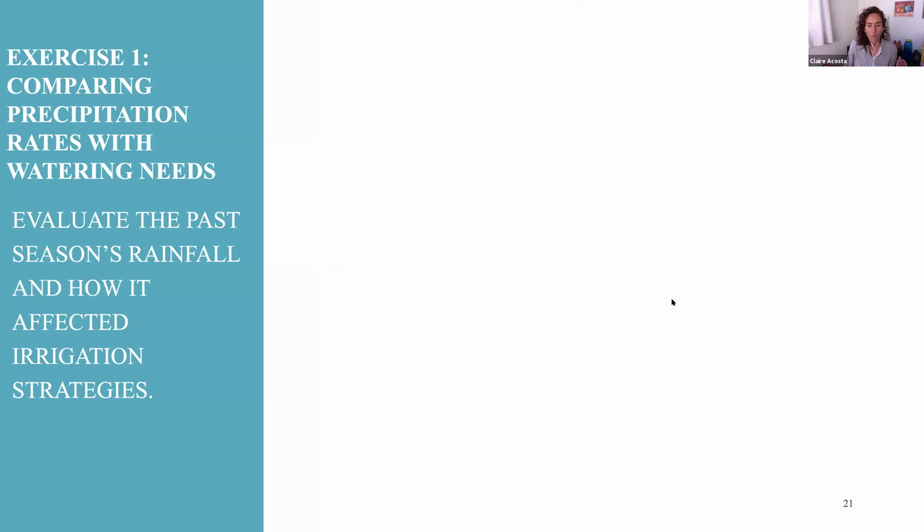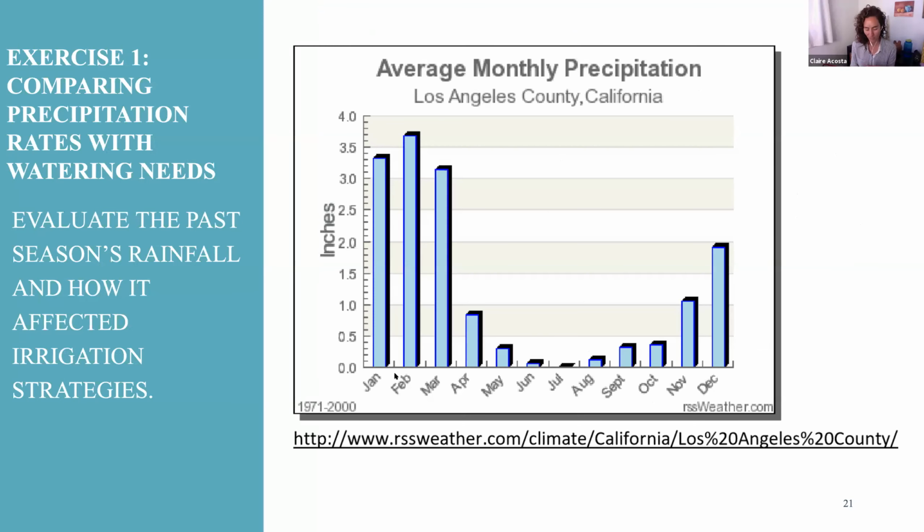This can be kind of like an in-class exercise, I suppose. This graph on the right is the average monthly precipitation for Los Angeles. You can see 3-ish inches here, a little over 3.5. You add these all up, it's basically 15 inches. This is just the general average for our rainy season. So we're talking 15 inches that, on average, we're supposed to get.